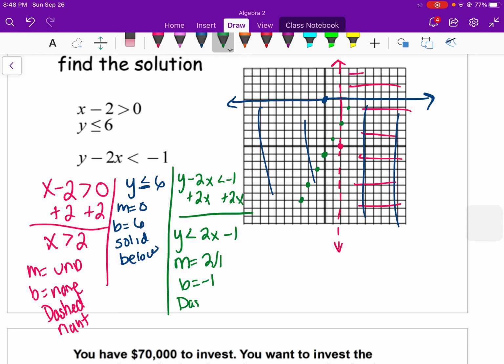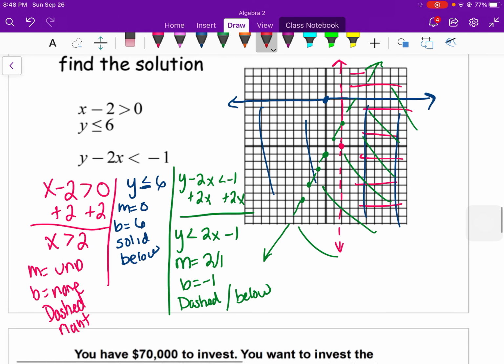This is just less than, so my line should be dashed, and then it's less than, so I should be shading below that line. So I'm going to make a nice dashed line here, and below would be down in this direction. If you're unsure, just test a point again. You could pick that (0, 3) point that we picked last time.